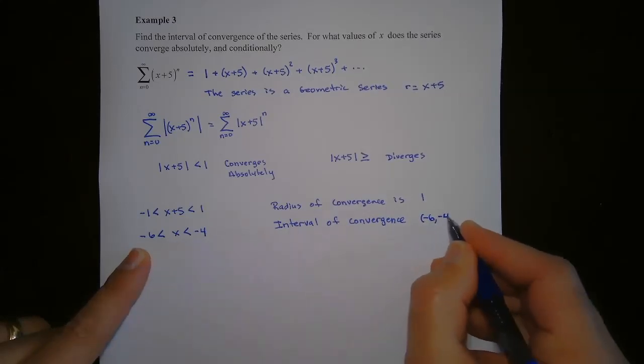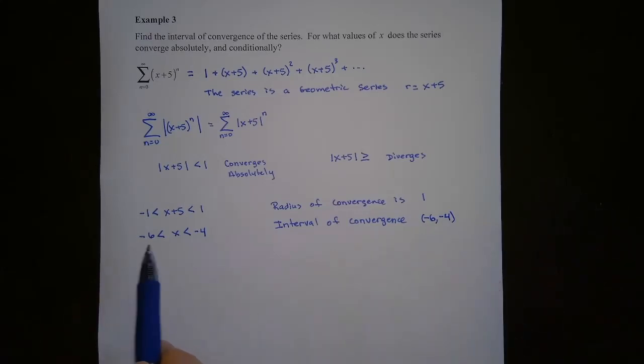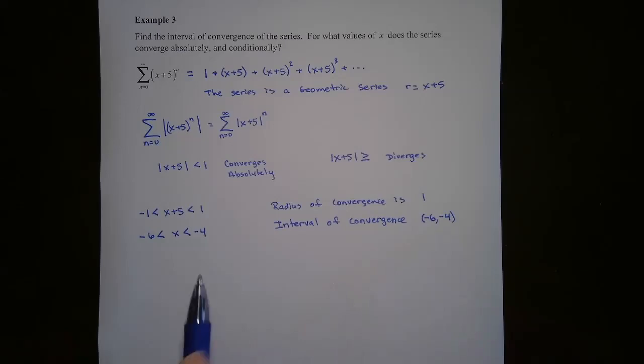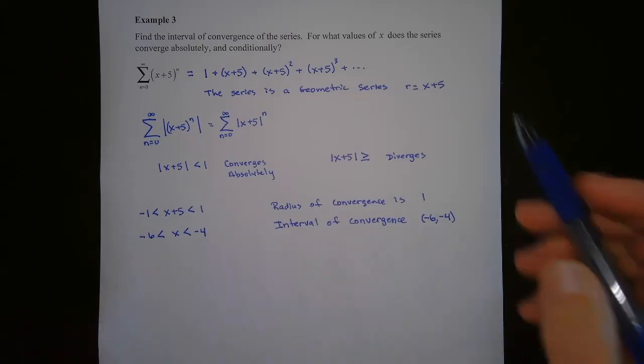Now, on some of these, when they're not geometric series, we're going to need to check the endpoints, -6 and -4. That's what this lesson's all about. We're going to need to check, and I'm going to show you how to do that in a few minutes. But this is the interval of convergence. We know any x value outside of this will cause it to be divergent. So we know for sure because of this.